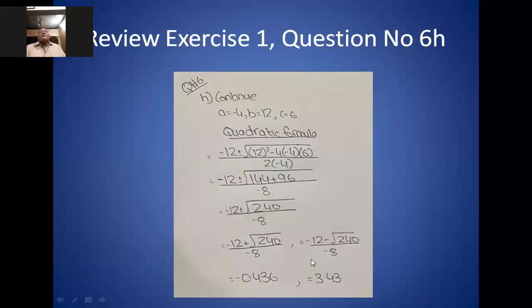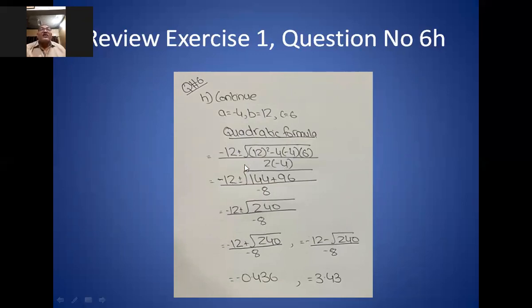So we will apply the quadratic formula here. So a is -4, b is 12, and the c is 6. You know the quadratic formula is -b plus minus under root b square minus 4ac, the whole thing divided by 2a. So substitute the values of a, b, and c into this formula, and you can see here: -12 plus minus under root bracket 12 bracket close square minus 4 into 6, and the whole thing divided by 2 into -4.